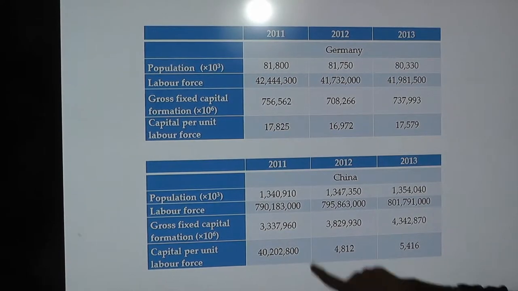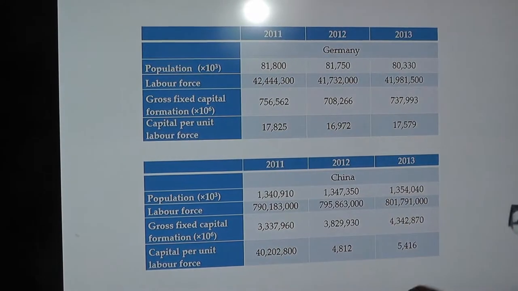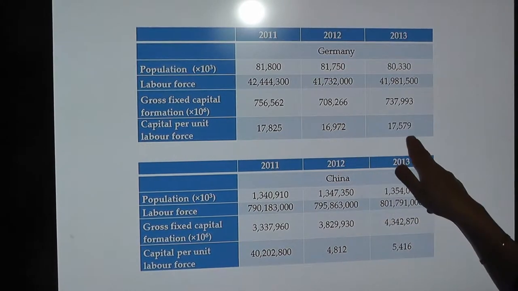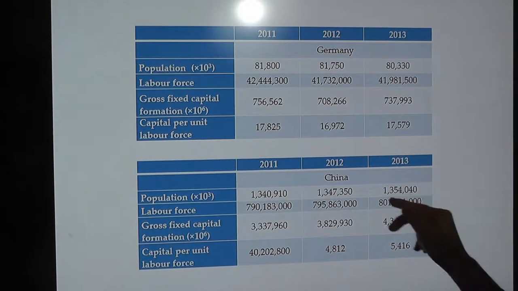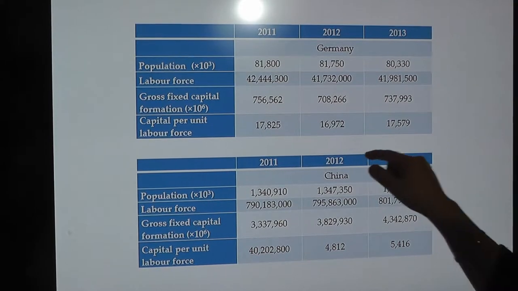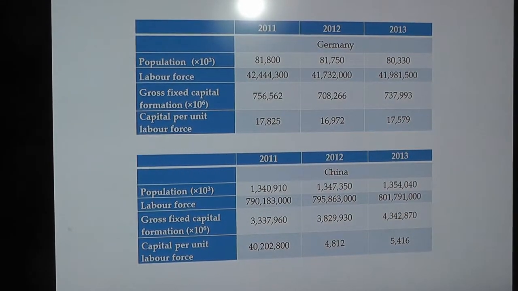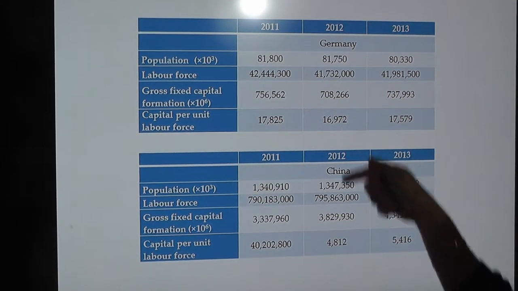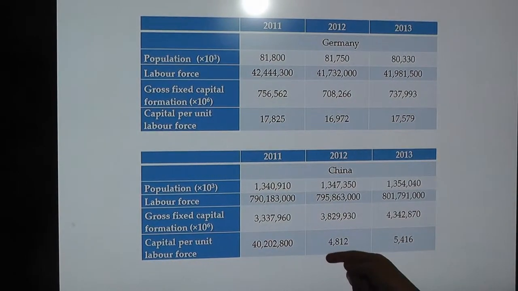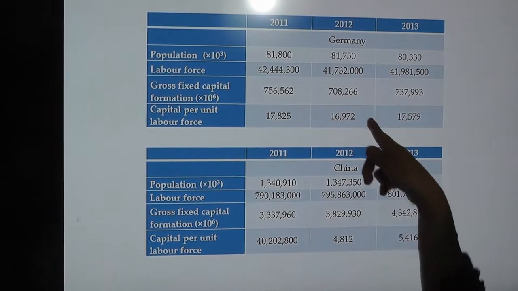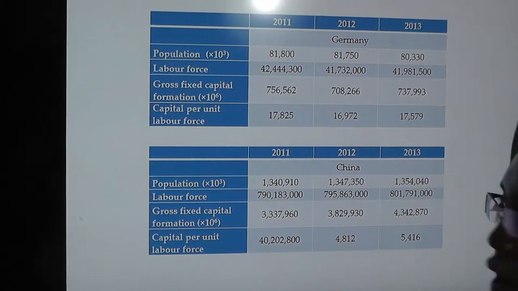an error here. I cannot explain much on this 2013 figure again. However, for 2012 and 2013, you can see that the ratio of capital over labor is increasing from 2012 to 2013. We can see a significant difference of capital per unit labor force between Germany and China, 16,000 and 4,000 in 2012.